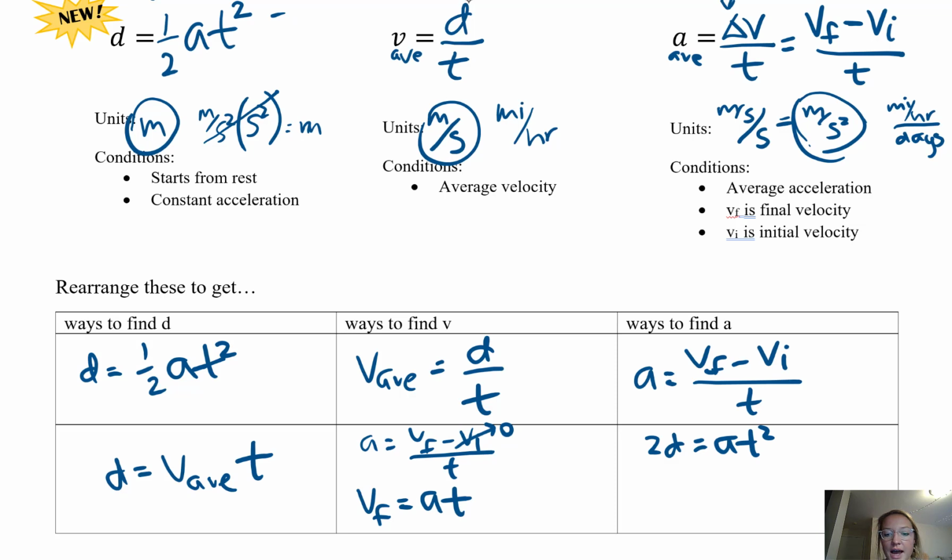And then you can divide both sides by t squared to get a by itself. So a equals 2d divided by t squared. Yay! But once again, you can see that all of these equations are really just the equations that we had above, but just rearranged slightly for different variables. So that is kind of these equations and an overview of these equations.